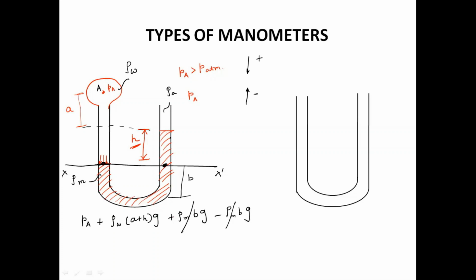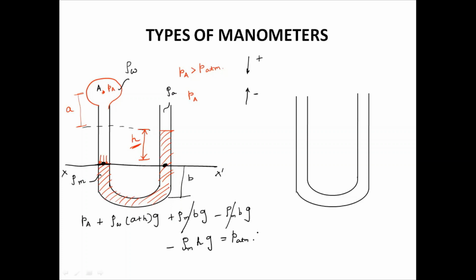Then you go up again. So how much is it? Rho m h g. Then it is open to the atmosphere. This is open to atmosphere, so open to atmosphere means here is the atmospheric pressure. So you have reached where the atmospheric pressure is kept. It is nothing but equal to P atmosphere.